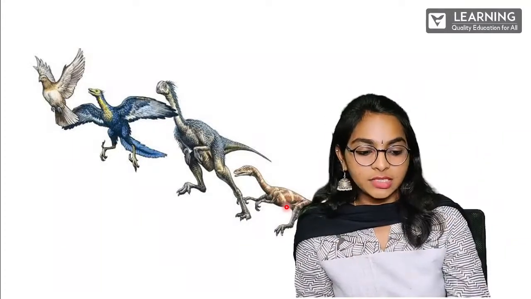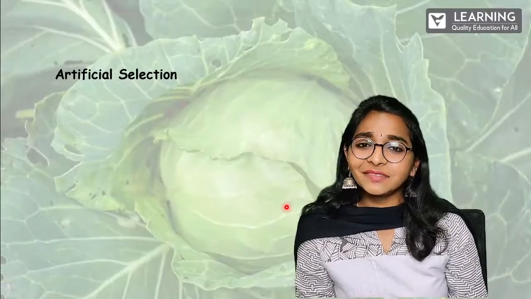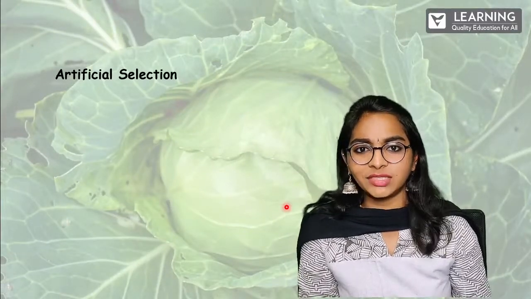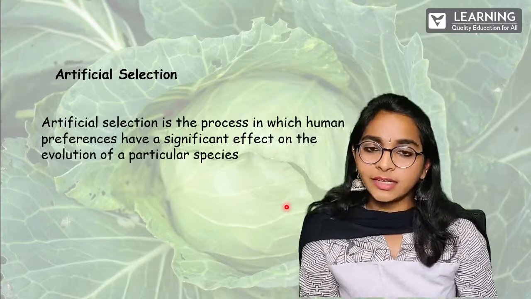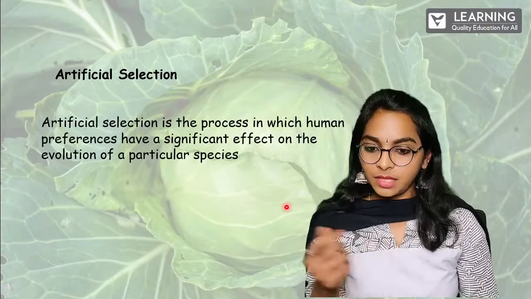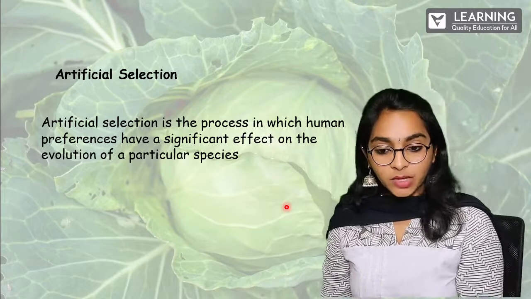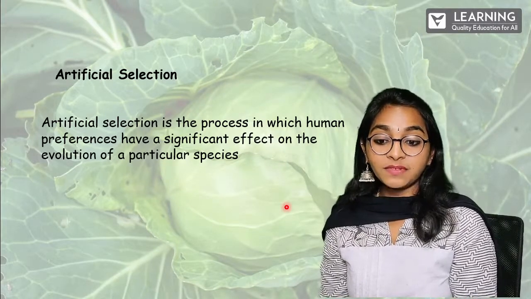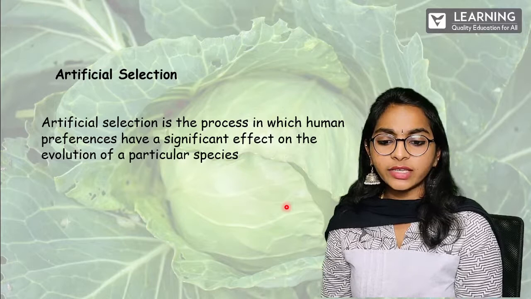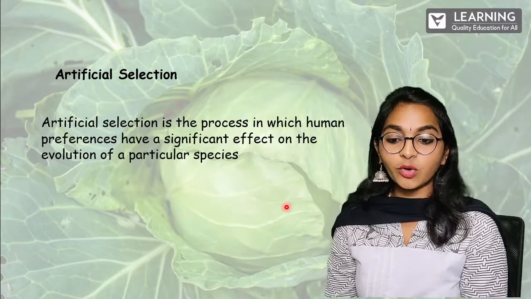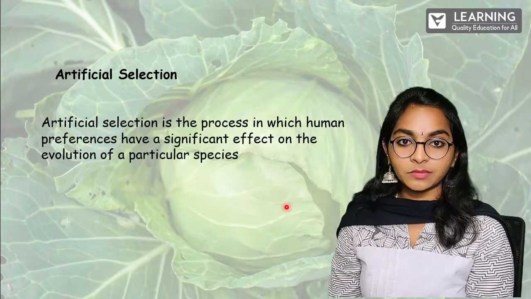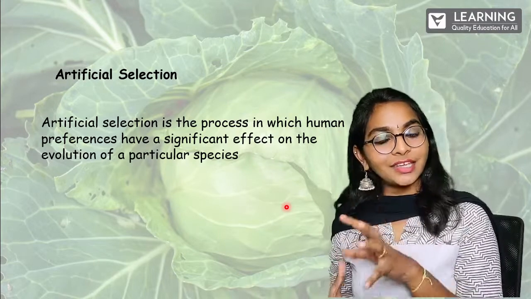So next, the last part: artificial selection, evolution by artificial selection. So what is this artificial selection? Make a note of this definition quickly. Artificial selection is a process in which human preferences have a significant effect on the evolution of particular species. Right? Where humans are getting involved with it.